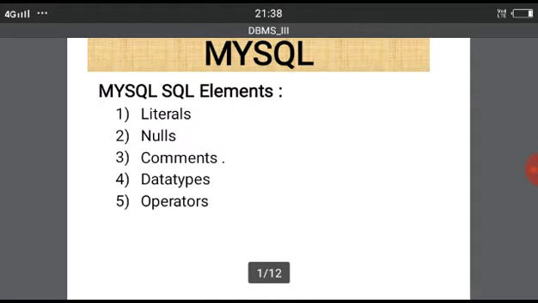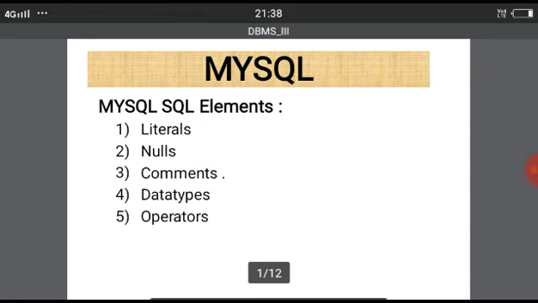There are basically 5 MySQL elements. These are literals, nulls, comments, data types. In this lecture we discussed the first 4: literals, null values, comments and data types. First one is literal.